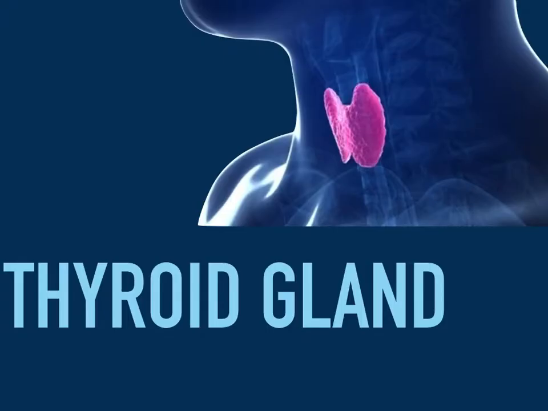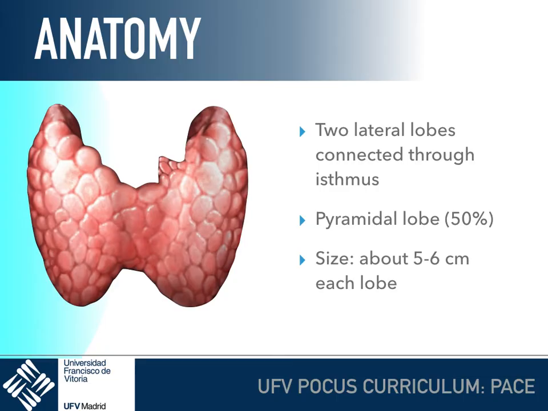The first anatomical structure we are evaluating today is the thyroid gland. The anatomy is really simple, because we are evaluating two lateral lobes connected through an isthmus, and about 50% of the normal population has an extra pyramidal lobe. The size is about 5 to 6 centimeters per lobe in the long axis.